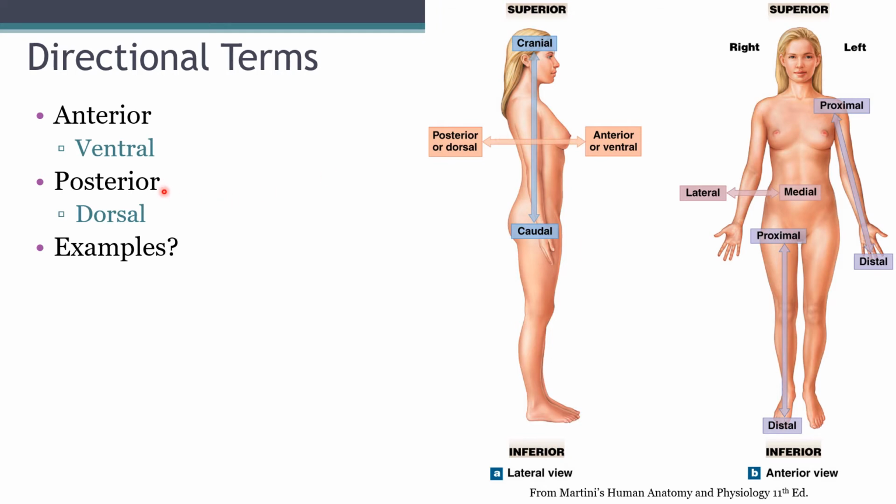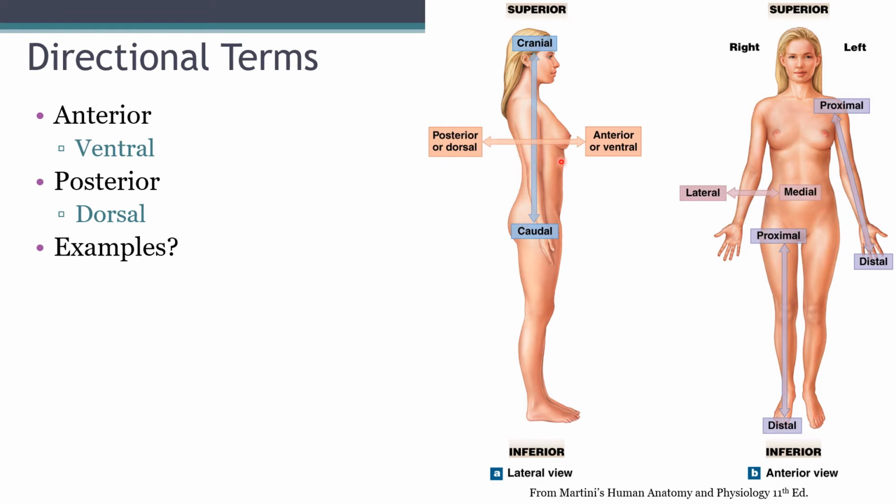Next is posterior. Posterior means closer to the back. Now, in humans, this is interchangeable with dorsal. Dorsal technically means closer to the spine, which again, because we walk on two legs, is our posterior side. That's where our spine is.